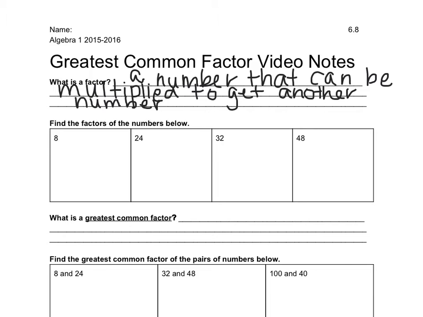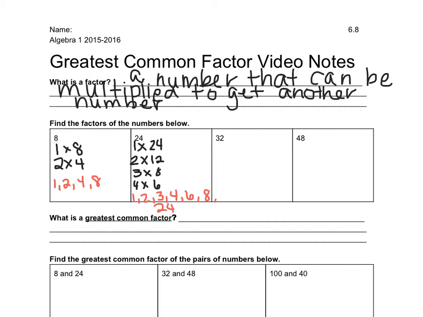So if I want to find the factors of 8, usually they come in pairs. So for example, 8 is 1 times 8, and we can also write 8 as 2 times 4. So the factors are 1, 2, 4, and 8. 24 we can write as 1 times 24, 2 times 12, 3 times 8, 4 times 6. So the factors of 24 are 1, 2, 3, 4, 6, 8, and 24.